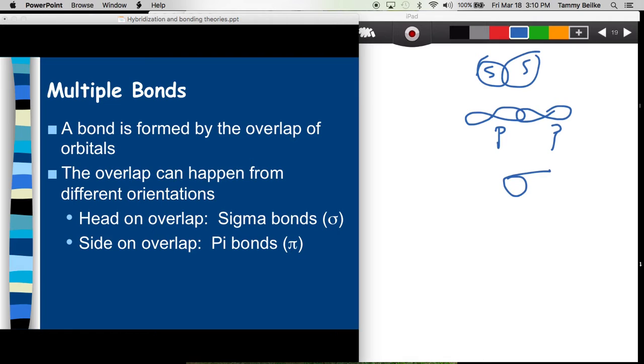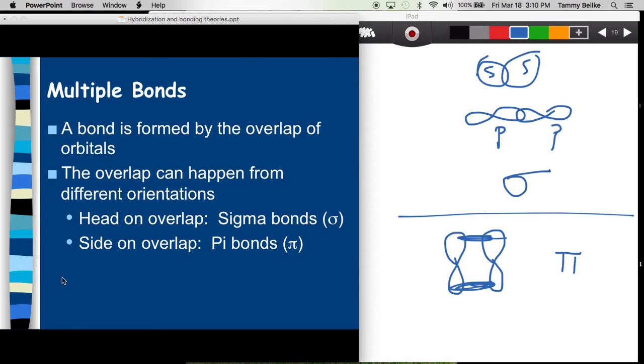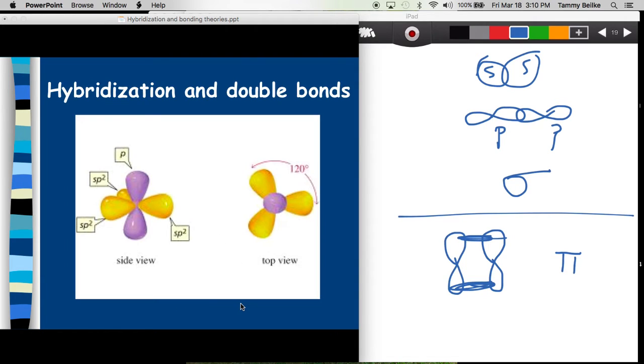Okay, you can also have side-on overlap. That would be as if you had 2 p orbitals that came in like this and overlapped. This is called a pi bond. Okay. How does this happen? Well, when we're doing hybridization, sometimes there are orbitals that don't participate in the hybridization. So if you're using sp2 hybrids, that means you've used an s and 2 of the p's, but the third p is still there. So it doesn't participate in hybridization, and it just hangs out otherwise. Okay, it doesn't have any electrons in it. So from the side view, it looks like this, and from the top view, it looks like this.